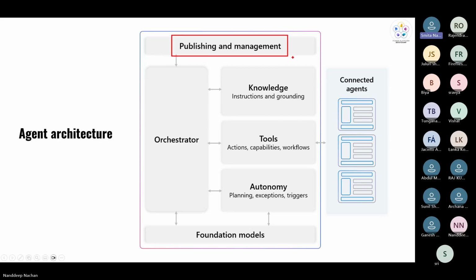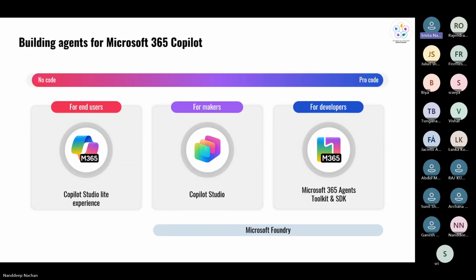So, agents can also connect with other agents, enabling collaboration and more complex scenarios. So, the key takeaway is that an agent is not just a prompt, it's a structured system made of orchestration, knowledge, tools, and models all managed and secured as a complete solution. So now let's see how we can build this agent for Microsoft 365 Copilot.